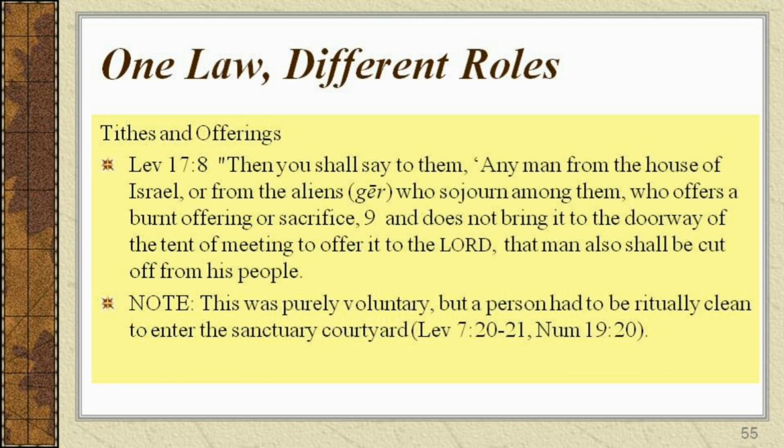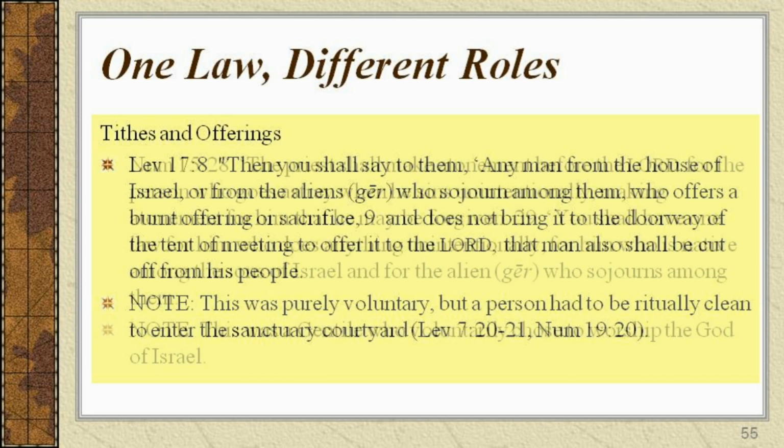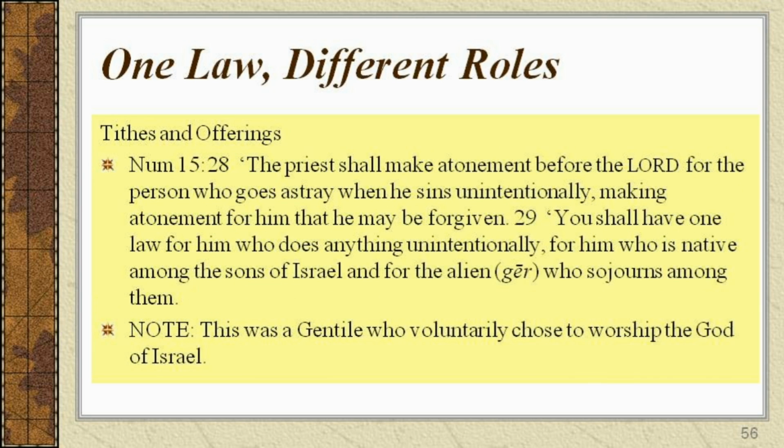The next commandment is found in Numbers chapter 15, verse 28, where we read, "The priest shall make atonement before the Lord for the person who goes astray when he sins unintentionally, making atonement for him that he may be forgiven. You shall have one law for him who does anything unintentionally, for him who is native among the sons of Israel, and for the resident alien who sojourns among them."